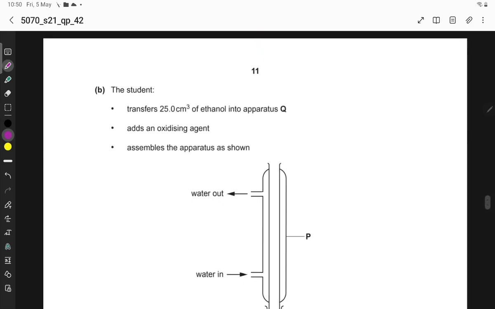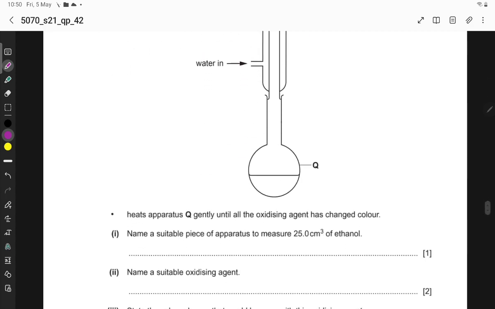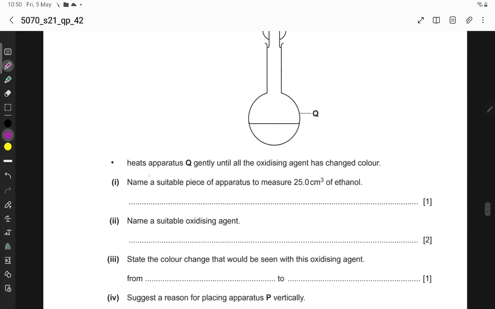The student transfers 25 cm³ of ethanol into apparatus Q, adds an oxidizing agent, and assembles the apparatus as shown. Heats apparatus Q gently until all the oxidizing agent has changed color. Name a suitable piece of apparatus to measure 25 cm³ of ethanol. For 25 cm³ of ethanol, this is a pipette.